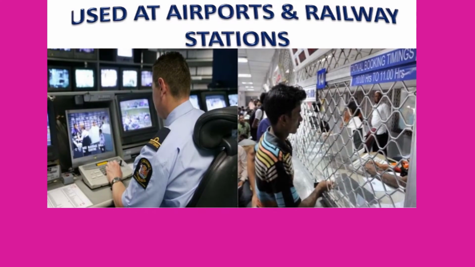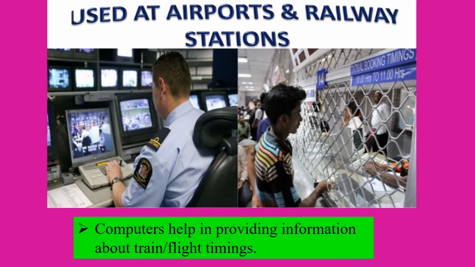Next, here our next image shows computers are used in airports and railway stations. How can it be used? Computers help in providing information about train and flight timings. And also, computers are used in booking tickets.